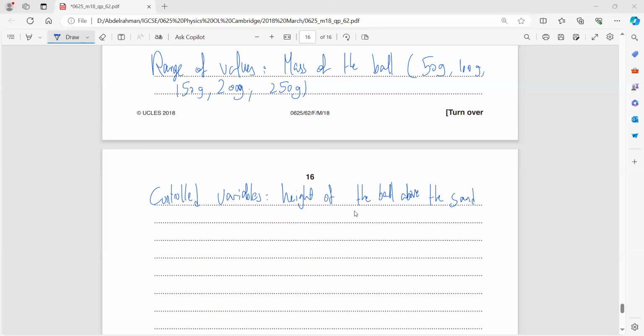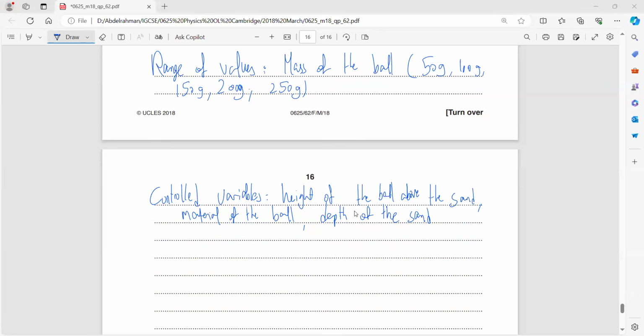I can write down the depth of the sand. I can state, for example, the material of the ball. Okay, material of the ball. If you want to say the depth of the sand, it's okay. If you want to come up with any other controlled variables, they might be right.